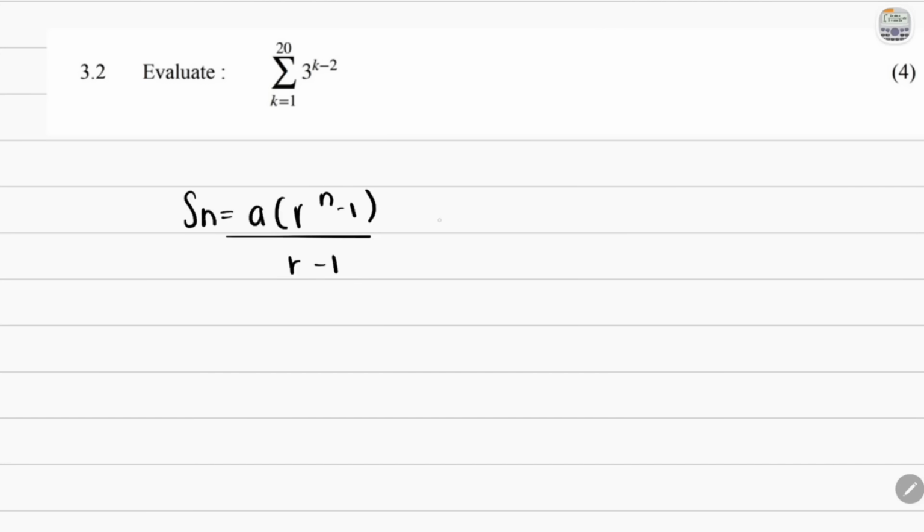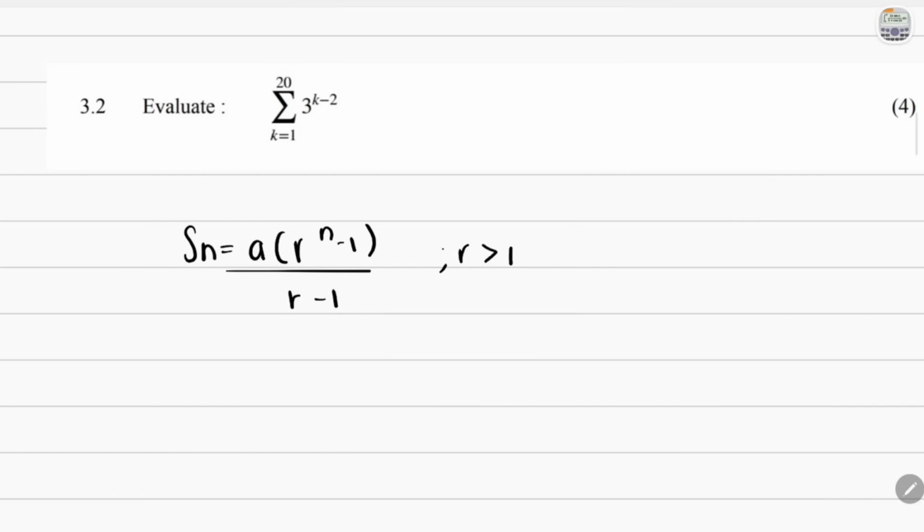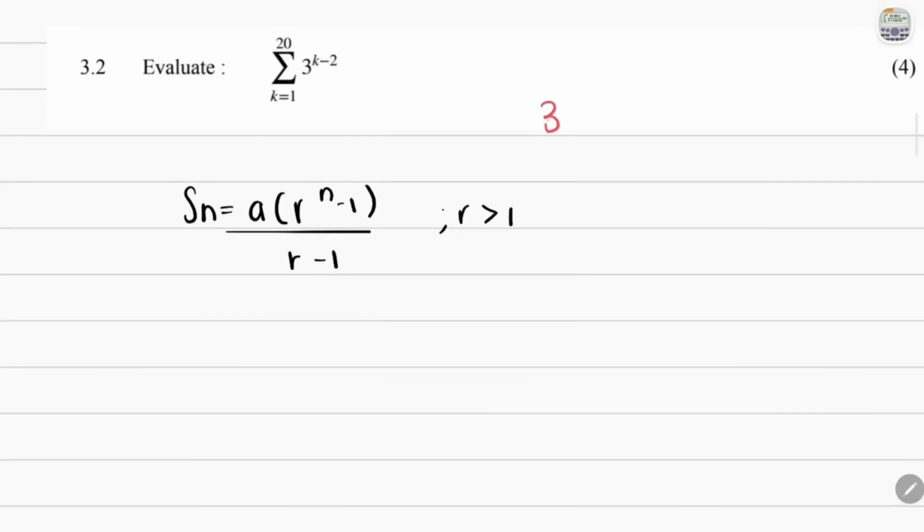Here's the first one. And we use this when r is greater than 1, which we can see here. The value of r is whatever is carrying the positive exponent of that variable. So we can see it's 3 to the power of k. That's what we have there. It's not like this is negative.